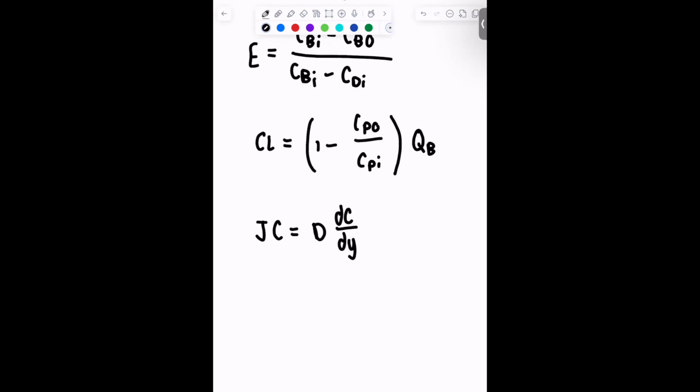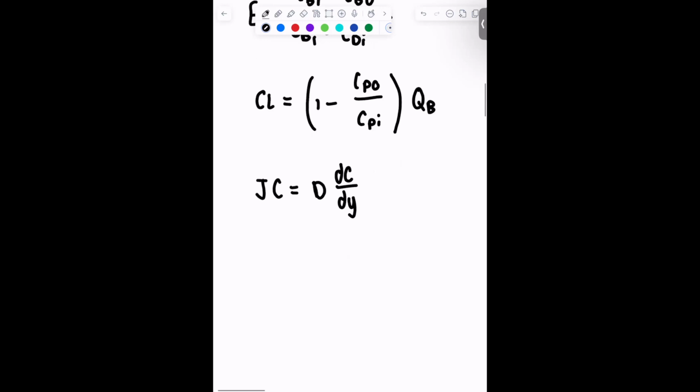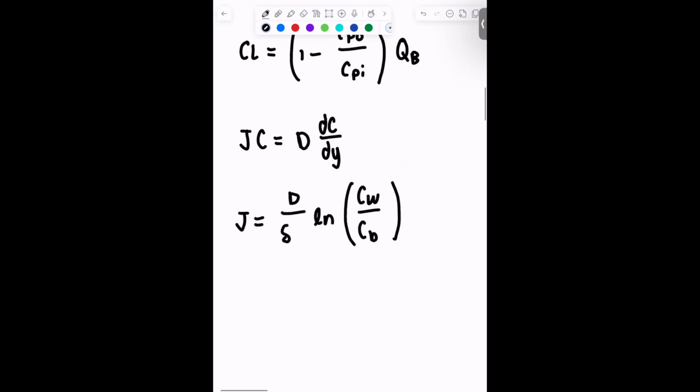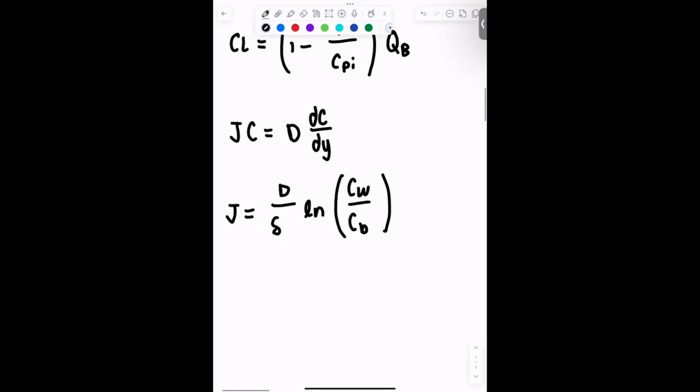J is the flux, C is the concentration of the solute, D is the diffusion coefficient, and Y is the distance from the membrane. If we integrate this equation, we have J equals D over lowercase delta, and lowercase delta is the thickness of the membrane. And we're going to multiply that by ln CW over CB. And CW is the concentration of the solute, and CB is the concentration of the bulk.